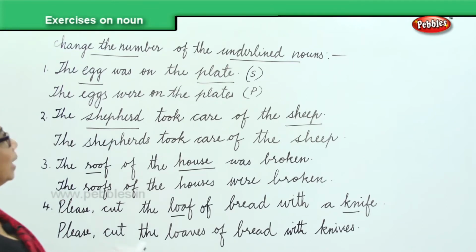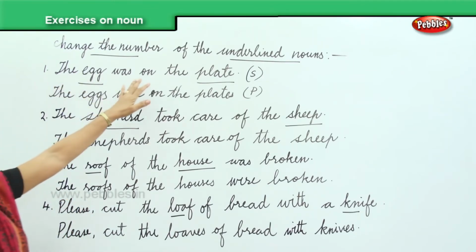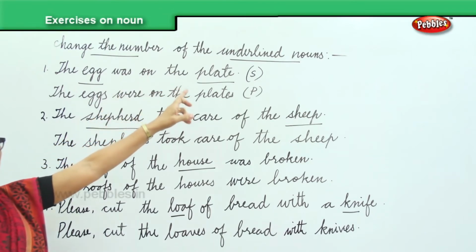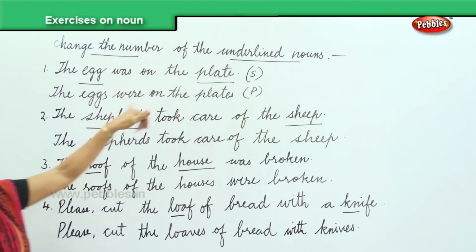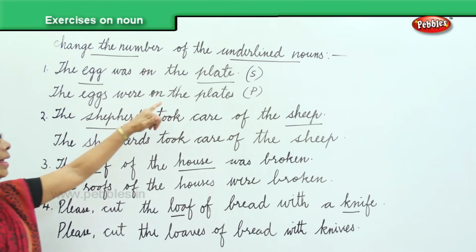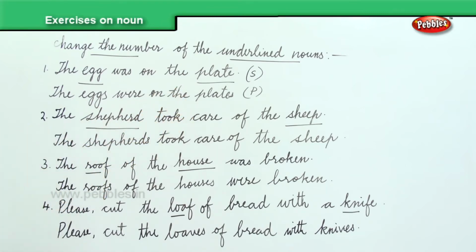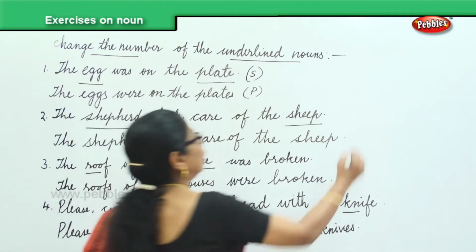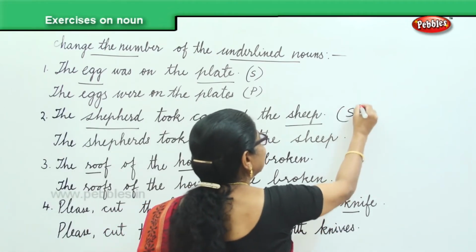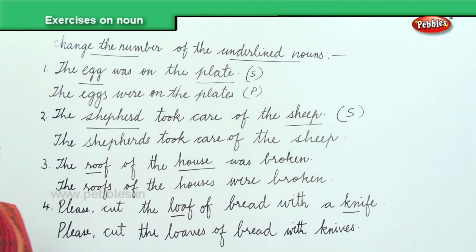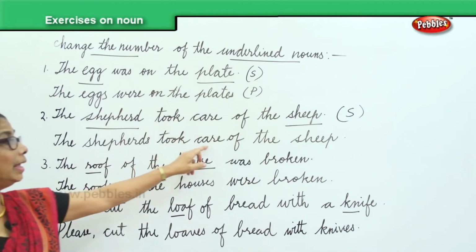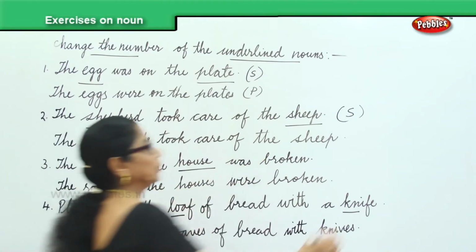So let's look at the sentences we have done together. The egg was on the plate, singular form. How do you make it into plural? The eggs were on the plates. And here you have a singular form. The shepherd took care of the sheep. That's in the singular form. We are changing into plural. The shepherds took care of the sheep.